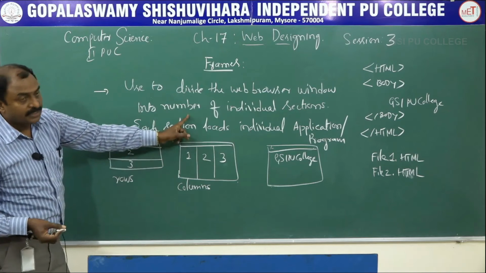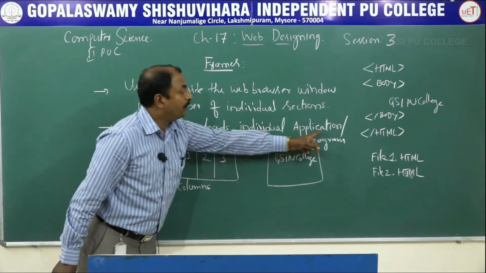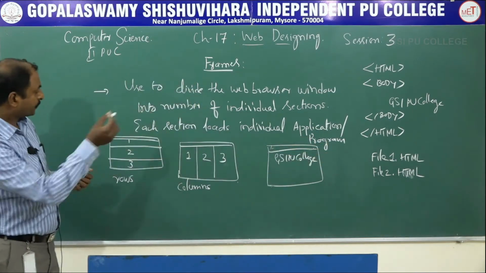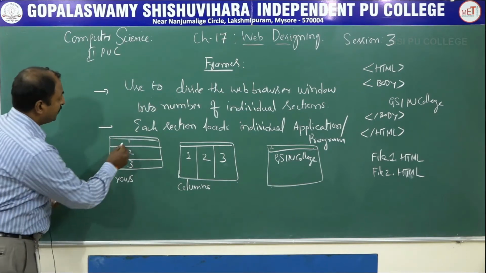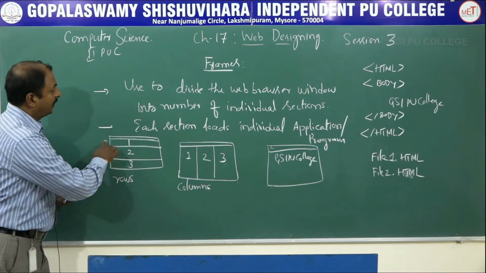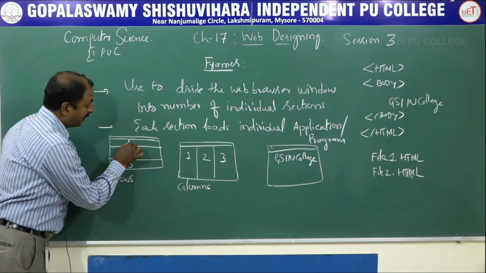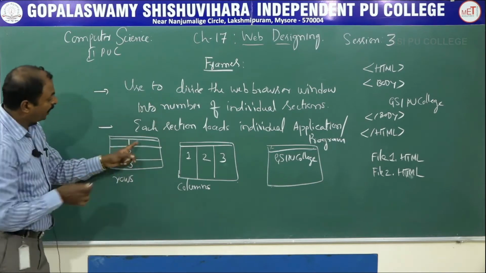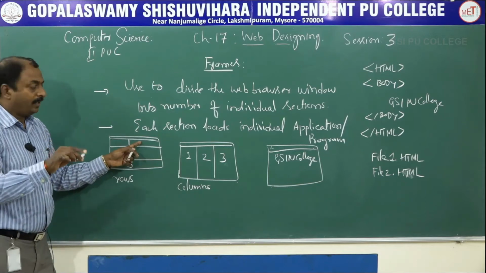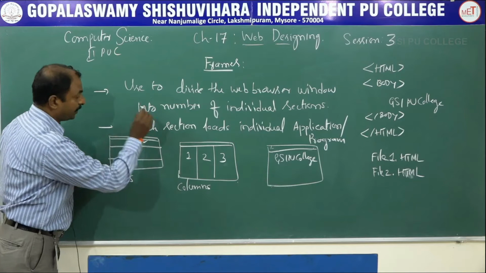And what is the next part of the definition? The next sentence is that each section loads an individual application or program. What is the meaning of this? In this example, there are 3 rows, so the window is divided into 3 sections. In one particular section, row 1, we can load or open one file. For example, file1.html can be displayed here.